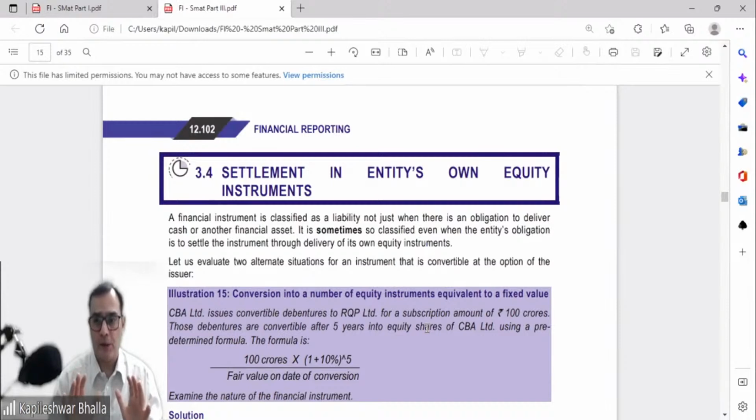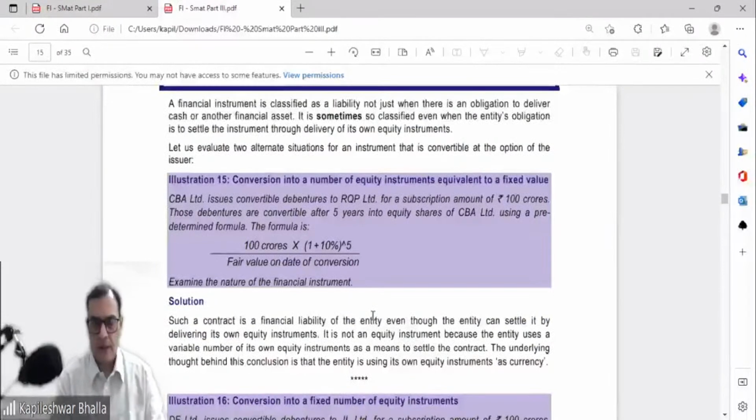Now, as I read this particular illustration, I know you must be bubbling with answers. But I'm going to apply my 3-step model in terms of answering this question. It says CBA issues convertible debentures to RQP. One thing is very clear: CBA is the issuer, and it needs to decide whether it is a financial liability or equity instrument. And RQP is the holder. Holder would, of course, say a financial asset, but my focus is the issuer.